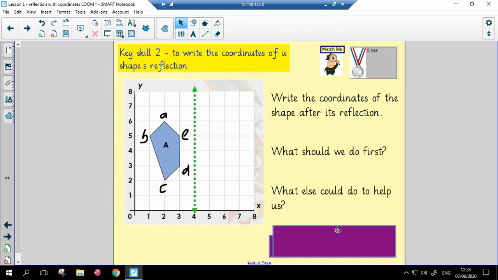What will we need to do next? Well, we're going to need to draw the reflection, okay? So that will help us with the coordinates. Without that, it's going to be very tricky.